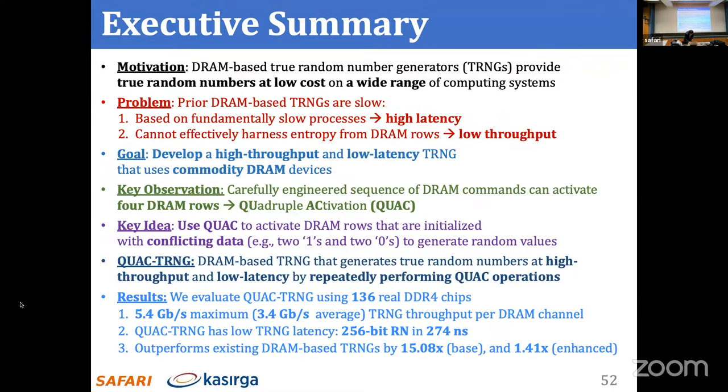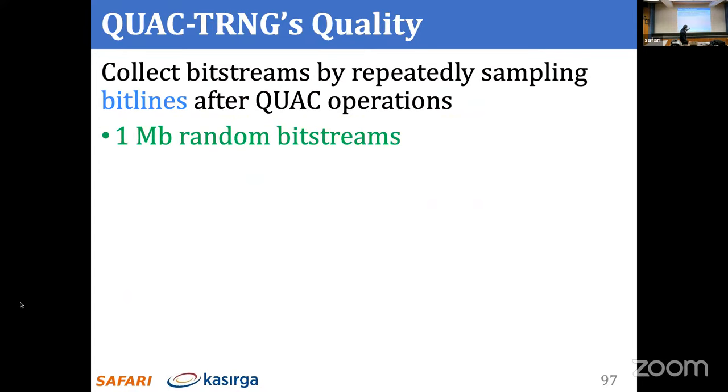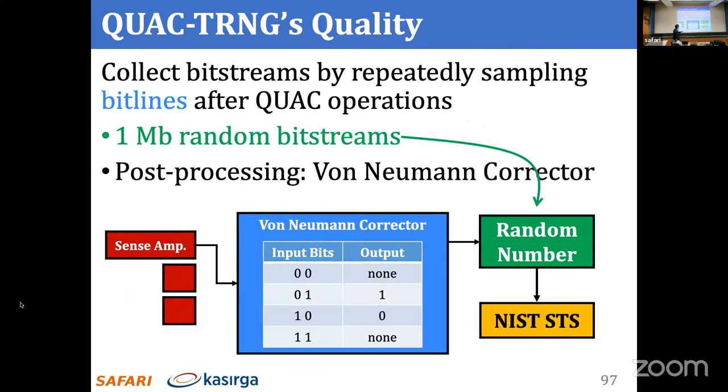The answer is yes. But even in that case, we have to post-process with a much lighter weight post-processing technique, and we use this von Neumann corrector for that purpose. Basically, what this does is, when we look at the bit streams, we see a sequence of zeros followed by a sequence of ones, a lot of ones and zeros everywhere. What the von Neumann corrector does is, the moment you transition from that zero sequence to the one sequence, you consider that to be one bit. So you eliminate the redundancy essentially.